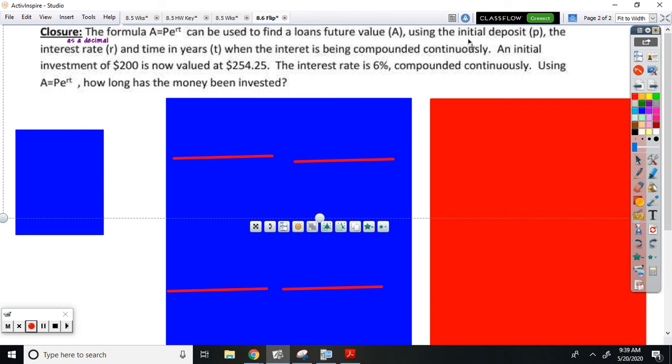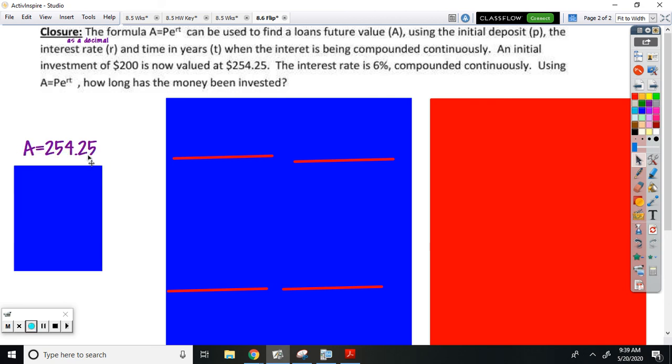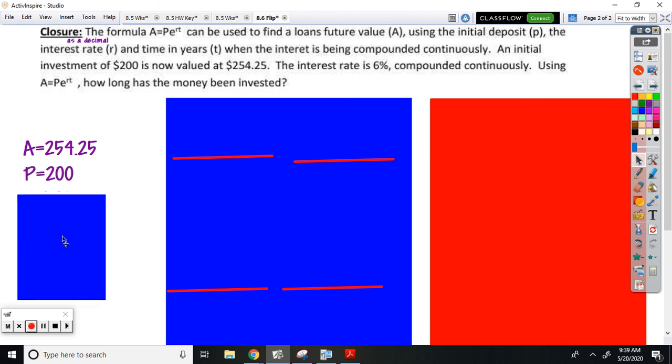So going through what they give us, let's just decode what everything stands for. An initial investment of 200 is now valued at 254.25. So that means this is our A value. Our future value is 254.25. Our P value, which was the initial deposit, is 200. The interest rate is 6%.